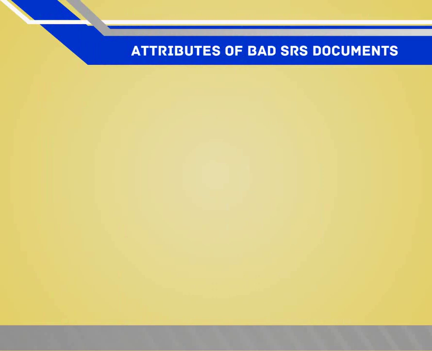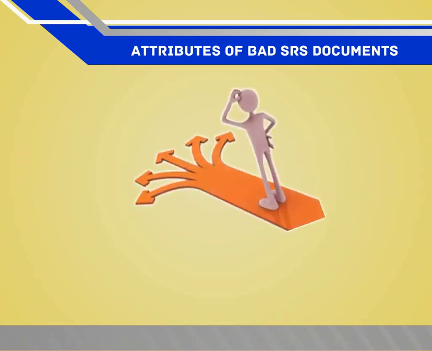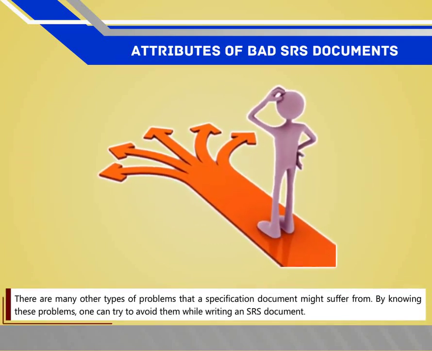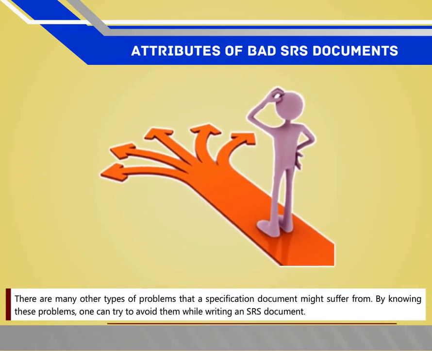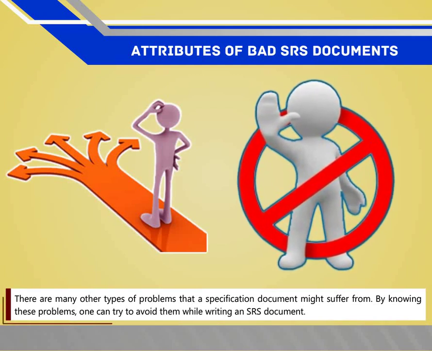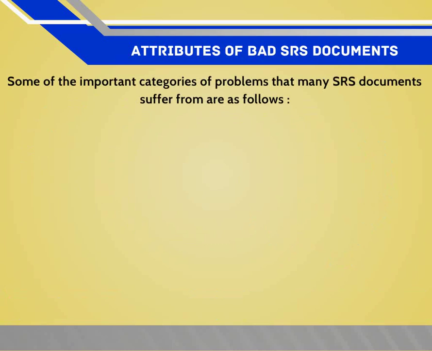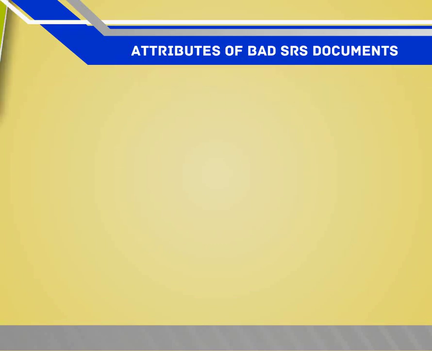Attributes of bad SRS documents. SRS documents written by novices, that is, inexperienced persons, frequently suffer from a variety of problems. The most damaging problems are incompleteness, ambiguity, and contradictions. There are many other types of problems that a specification document might suffer from. By knowing these problems, one can try to avoid them while writing an SRS document. Some of the important categories of problems that many SRS documents suffer from are as follows.